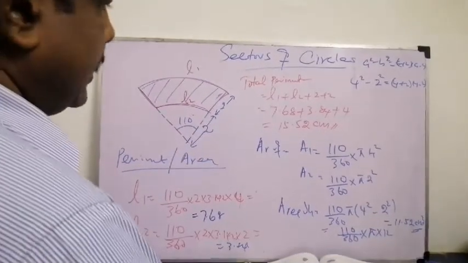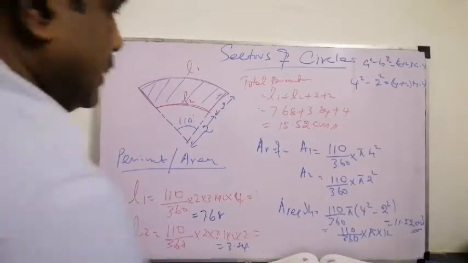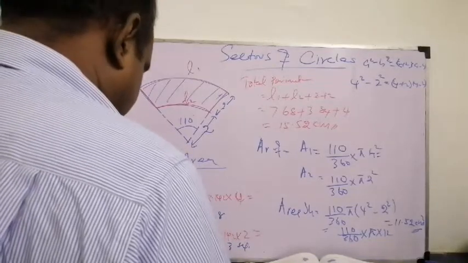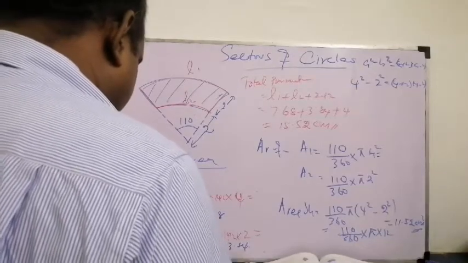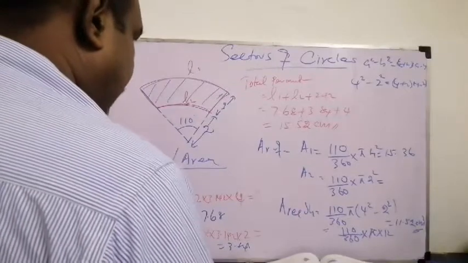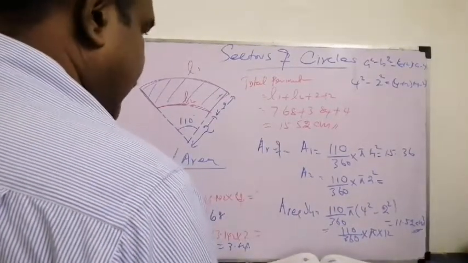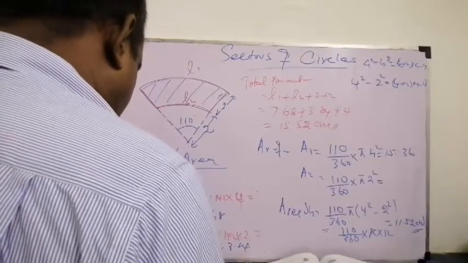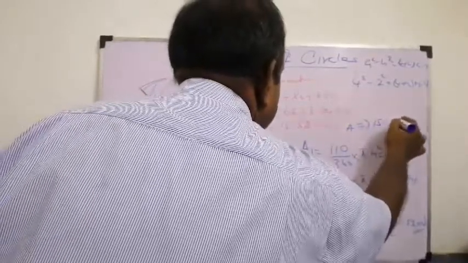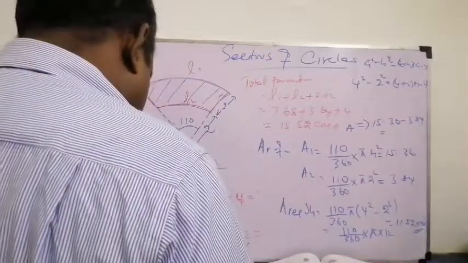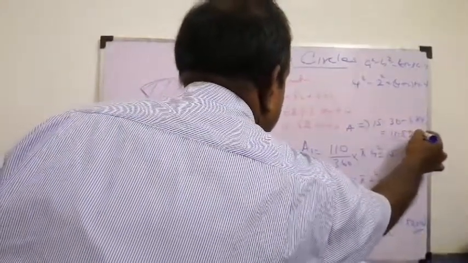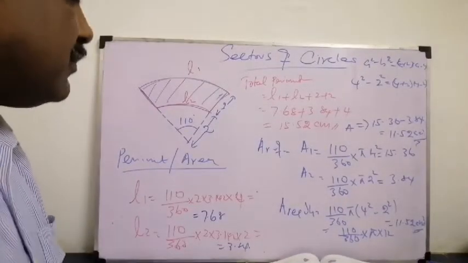Or else, even if you want, I can do it something like this, right? When you calculate it like this, you will get this one. Here you will get 110 divided by 360 multiplied by pi multiplied by 4 squared. So you get 15.36. Here, if you are doing it individually, 110 over 360 into pi multiplied by 2 squared, you get 3.84. So then the area is going to be 15.36 minus 3.84, which is 11.52. So 11.52 centimeters squared. Either way you can do it. It's not a matter which way you are doing the questions, right?